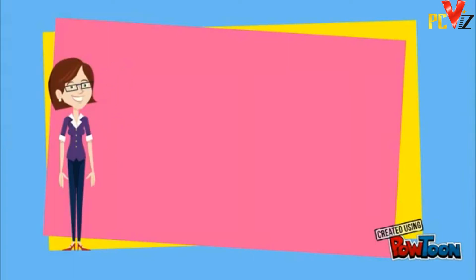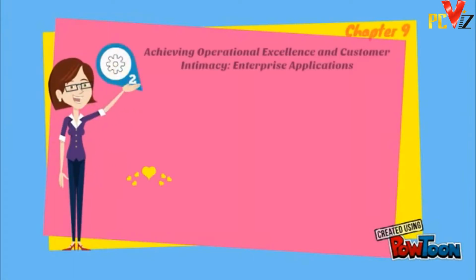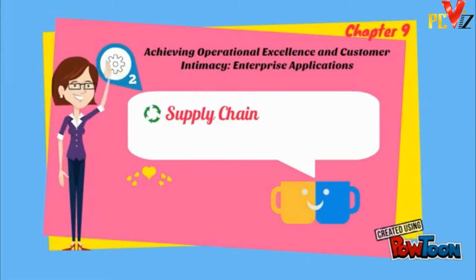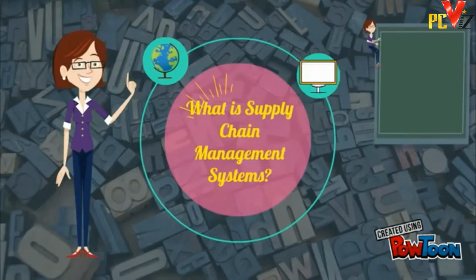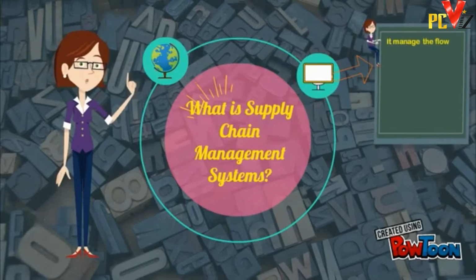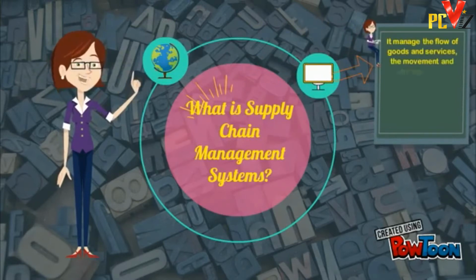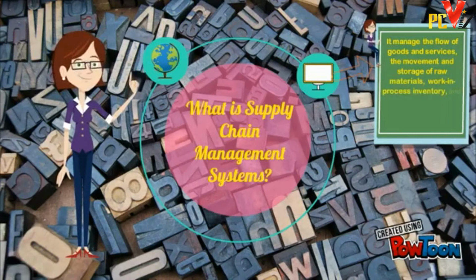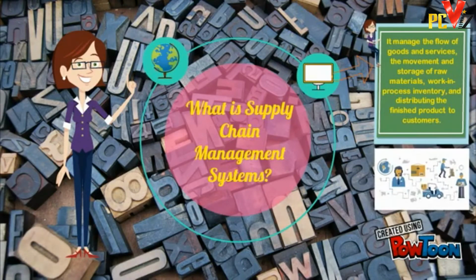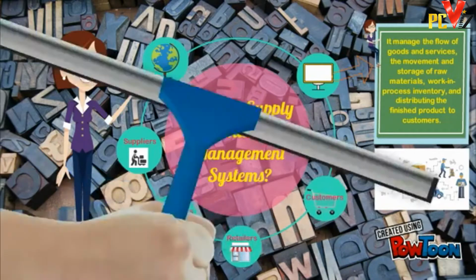Hi everyone. Let's continue the second topic in Chapter 9, Supply Chain Management Systems. A supply chain is similar to a spider's web. It manages the flow of goods and services, the movement and storage of raw materials, work in process inventory, and distributing the finished product to customers. All these activities include all of the internal functions of an organization, like suppliers, distributors, retailers, and customers.